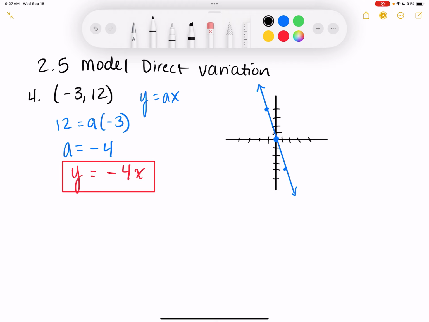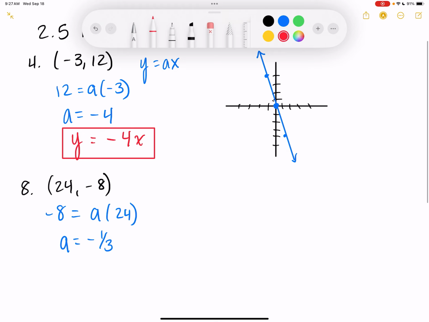The point is 24, negative 8. So we plug it in: negative 8 equals a times 24. So what does a equal? A is equal to a fraction. Negative 1/3. Wow, good job. I plug it in for a, so y equals negative 1/3 times x. And I graph it.